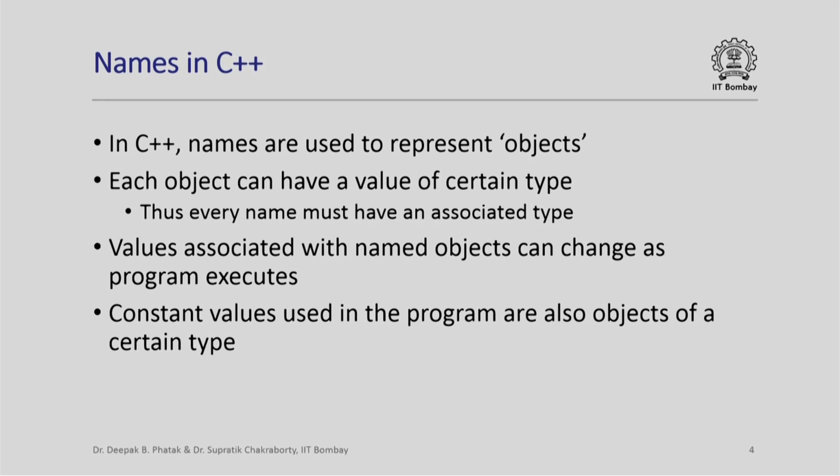Even constant values used in a program can be thought of as objects of a certain type whose values do not change as the program executes. So what we are going to see in this lecture is how to assign names to different objects and how to declare their types in a C++ program.